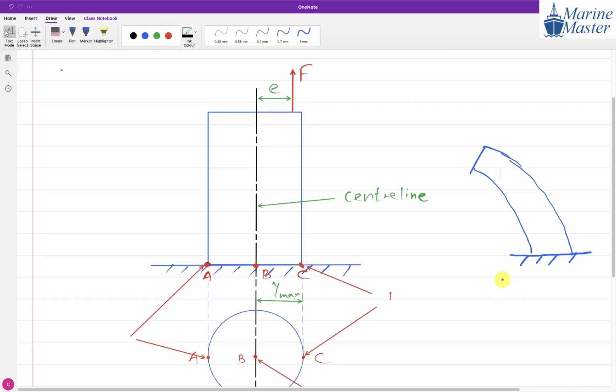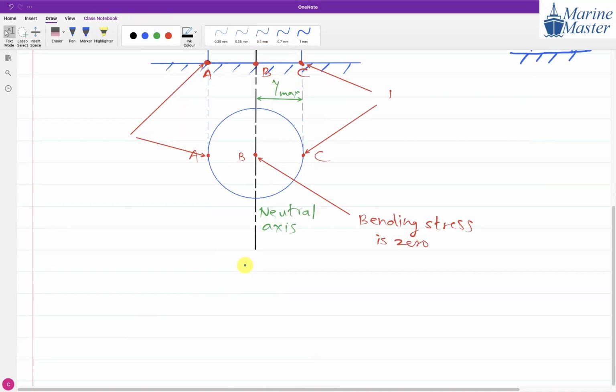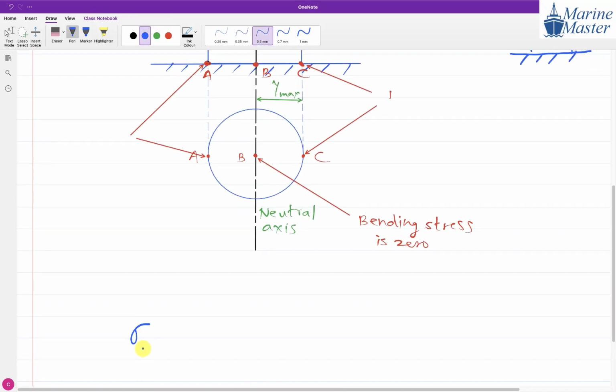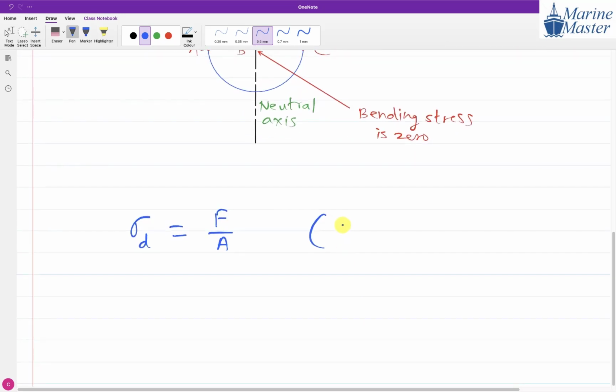Now due to this, at every point two effects are created. One is direct stress. What will be the value of direct stress? Sigma D is equal to F by A, F over A, the same. But in this case, what will be the nature of direct stress? Tensile.